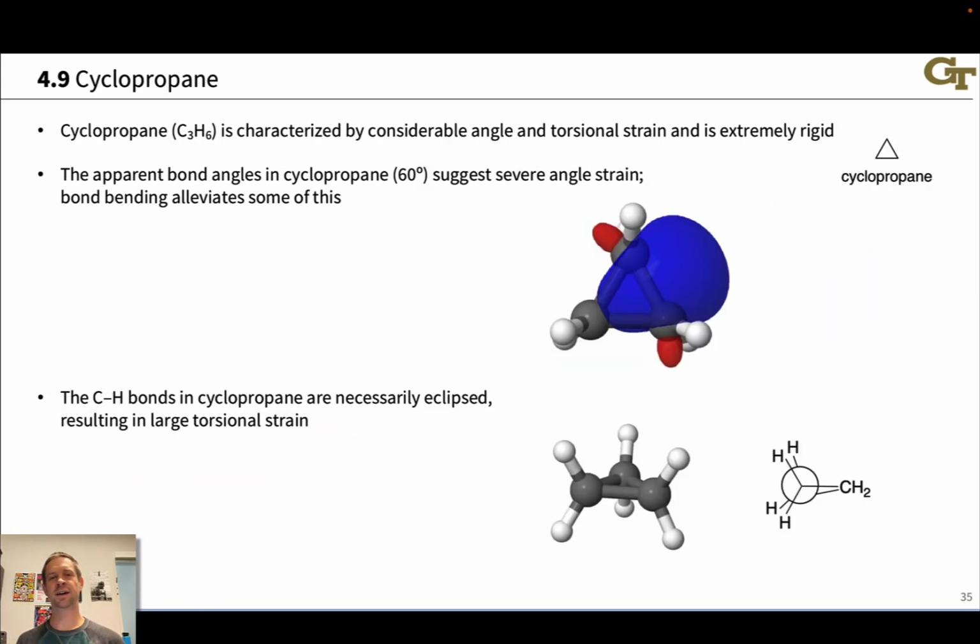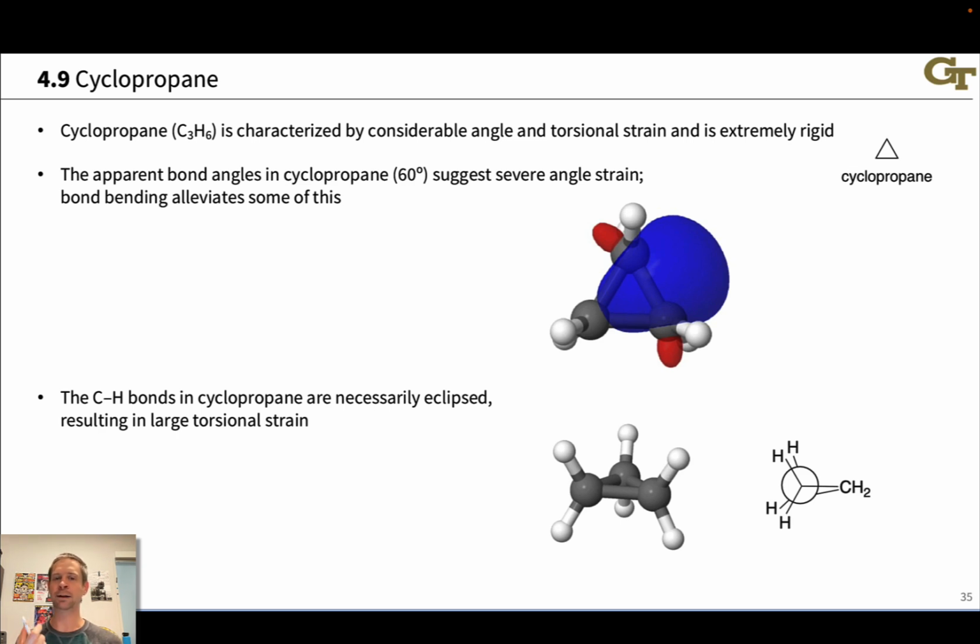Now we're going to survey the conformations of cyclopropane, cyclobutane, and cyclopentane, and touch on cyclohexane briefly, which is going to get its whole own video because it is very special, being the strain-free cycloalkane. But let's start with the smallest cycloalkane, cyclopropane, C3H6. Necessarily planar, and so it's severely affected by angle and torsional strain, and it's quite rigid.